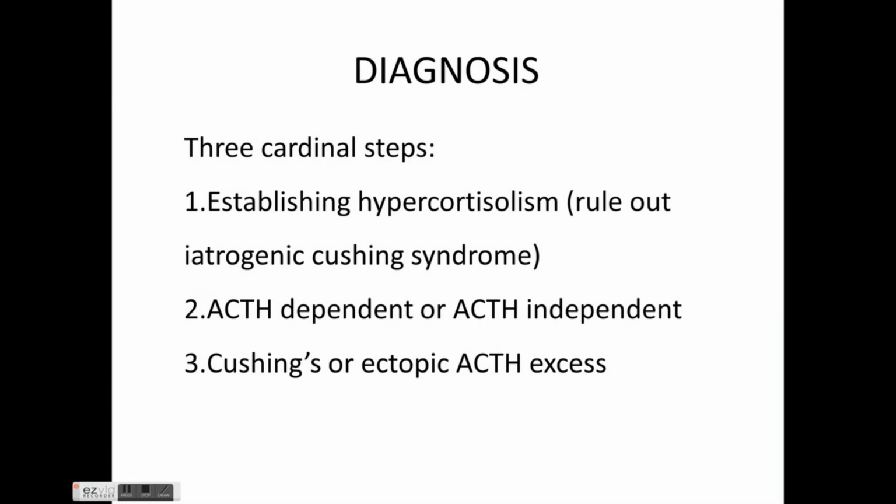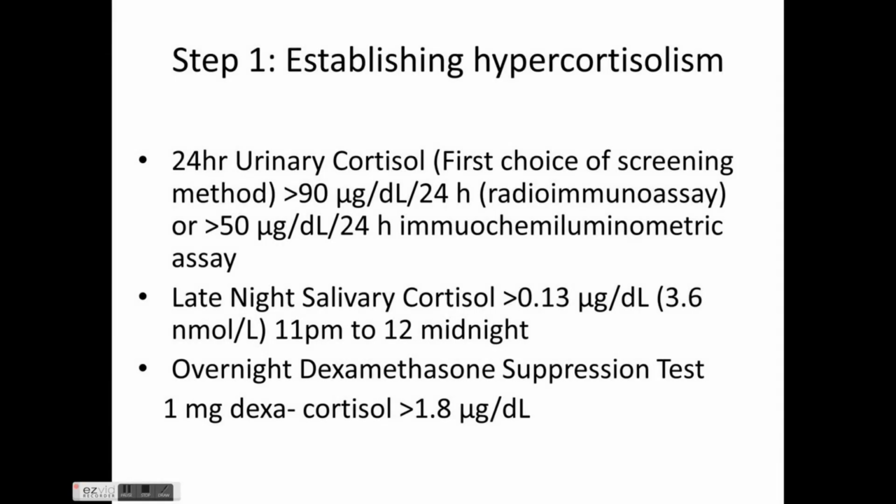Now, coming to the diagnosis of Cushing's disease, the first thing is to establish hypercortisolism. The second thing is to find out what's the cause of the hypercortisolism, whether it is ACTH dependent or ACTH independent. If it is ACTH dependent, that means the source is either the pituitary or some ectopic ACTH secreting tumor. If it is ACTH independent, that indicates that the source is adrenal. And finally, if we find out that it's ACTH dependent, then we have to figure out whether it's due to Cushing's disease or whether it's due to ectopic ACTH excess. So we'll come to each step one by one.